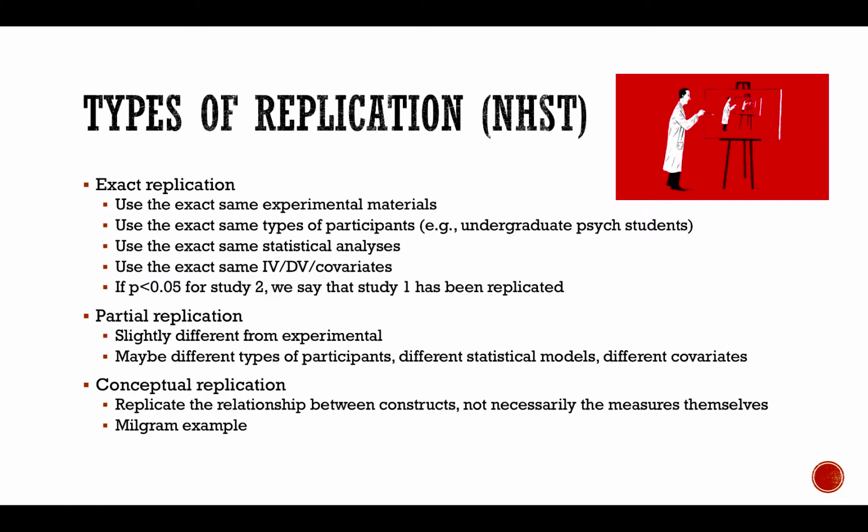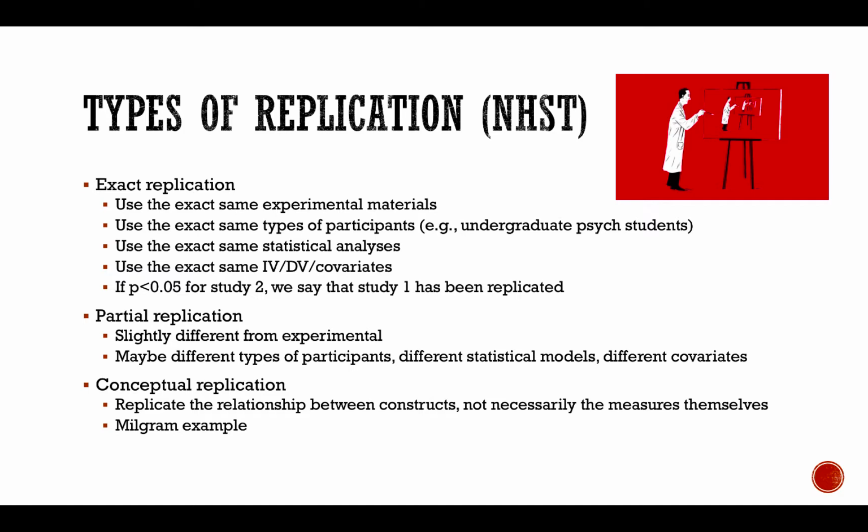And I will leave a link in the description to an article by Maxwell and Samantha Anderson, I think is her name, where they talk about 6 different operational definitions of a replication. So there's a big push in psychology to do much more exact replications nowadays. But there is also the idea of a partial replication, where it is slightly different from the original experimental study. So maybe different types of participants, different statistical models, different covariates, but certain elements are the same as in the original. And then there's a conceptual replication, where we replicate the relationship between constructs, but not necessarily between the measures themselves.